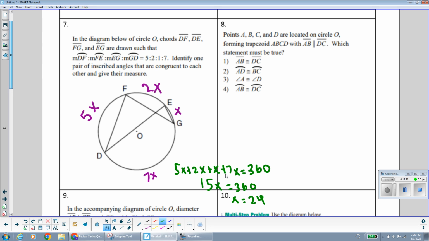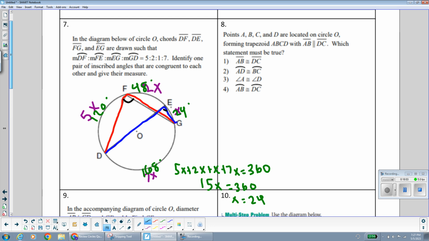Let me do that. 7 times 24 is 168, so this is 168 degrees. 24 times 5 is 120 degrees. 48 degrees and 24 degrees. So I see that angle F opens up to arc DG, and I see that angle E also opens up to arc DG.